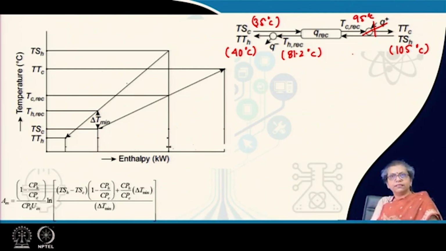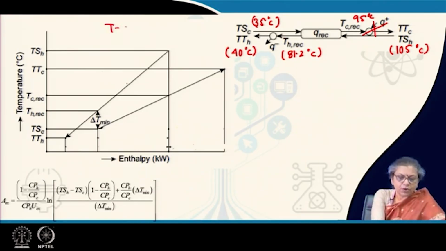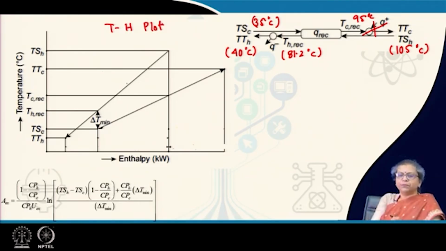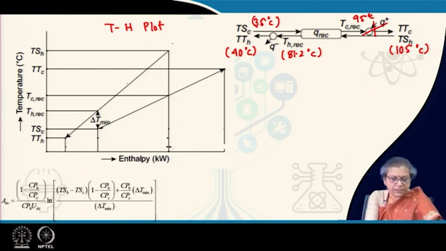Now since I have already mentioned delta T minimum is the important thing, we need to locate this delta T minimum, and accordingly we have to proceed. For the two stream problem, how did we do it? We did it by a graphical technique. What was the graphical technique? We plotted the TH plot. This particular analysis is known as the pinch analysis, which we are discussing for the moment. So what we did was perform the TH plot.